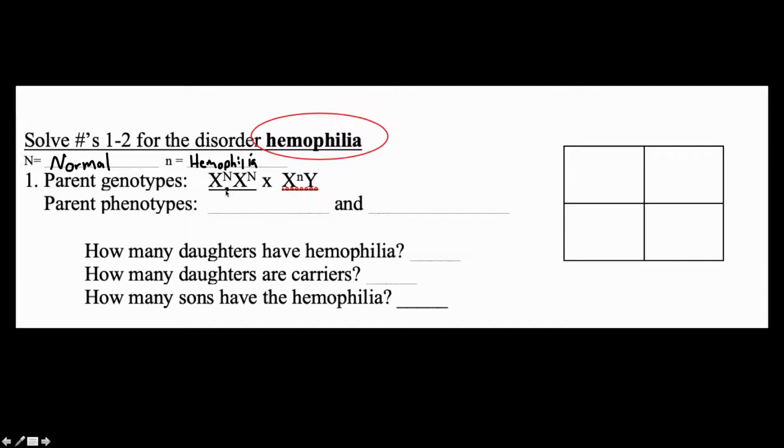So we're going to be given the parents' genotypes. We know this is the mom, XX, and this is the dad, XY. The mom is X big N, X big N. Even though we're going to be using the same letters, that's why it's important to refer up here. You've got to pay attention up here. We know that big N is normal, so the mom's phenotype is going to be normal. We look at the dad, X little n Y. Little n is hemophilia, so the dad has hemophilia.